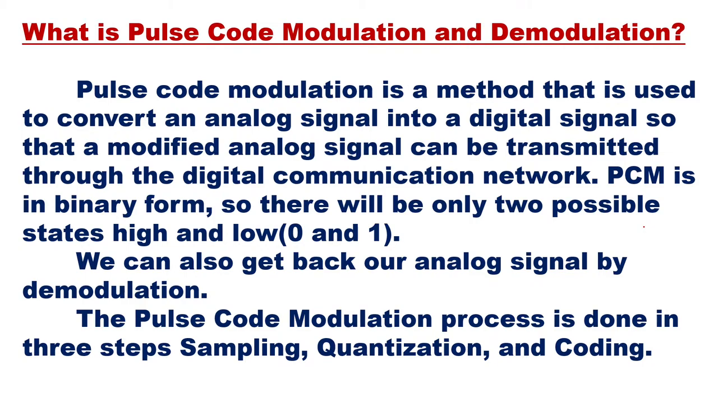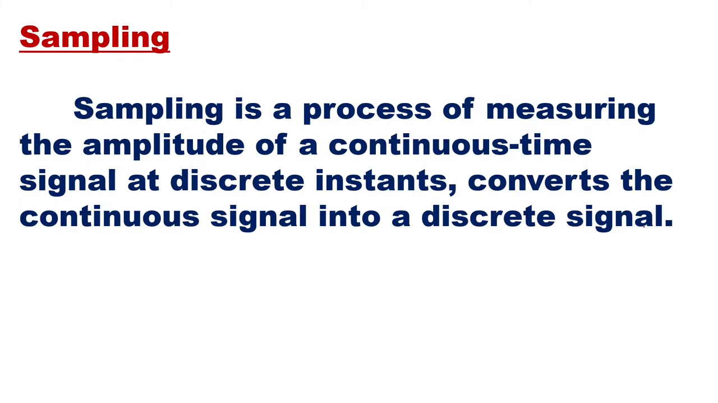The pulse code modulation process is done in 3 steps. These 3 steps are important in pulse code modulation, where you are converting analog signal to digital: sampling, quantization, and coding. Now, what is sampling, what is quantization, and how do we code after that? Sampling is a process of measuring the amplitude of a continuous signal at discrete instances, which converts the continuous signal into a discrete signal.